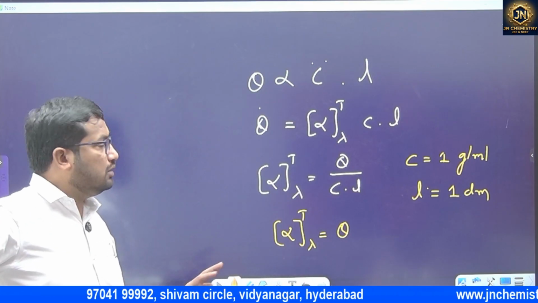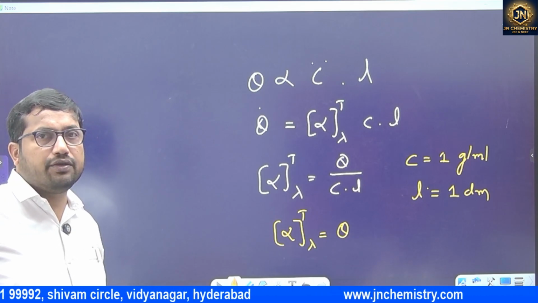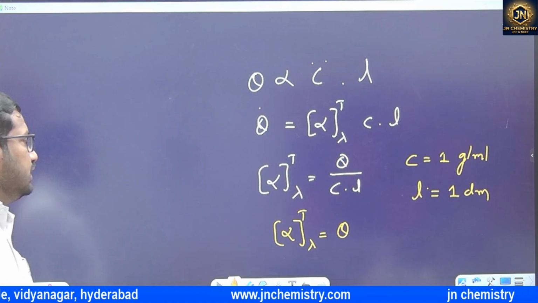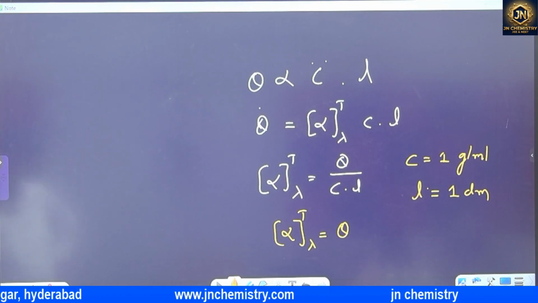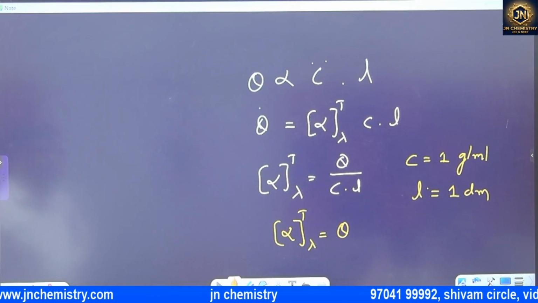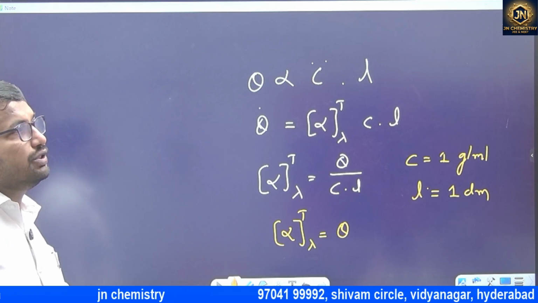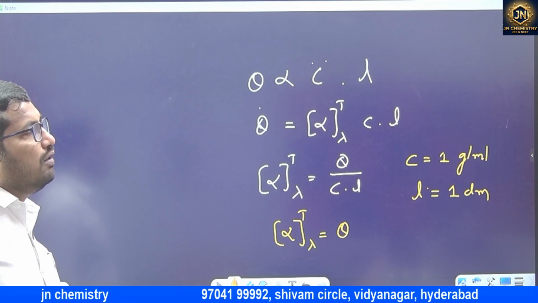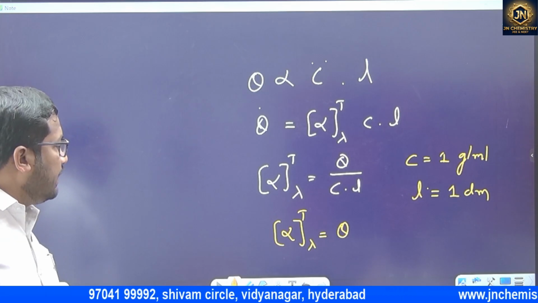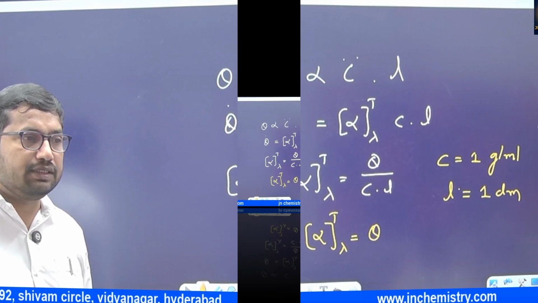Alpha is what? Specific angle of rotation, right? For pure molecules, alpha is constant. Write it down. For any pure substance, alpha is a property of the molecule which remains constant.